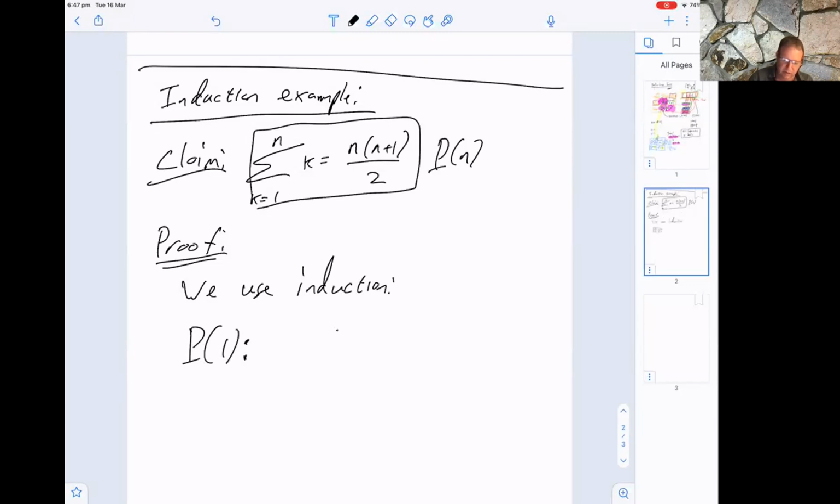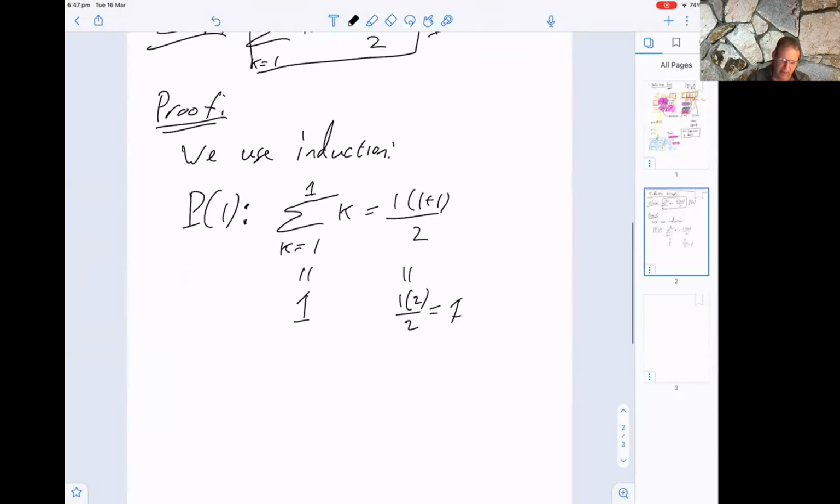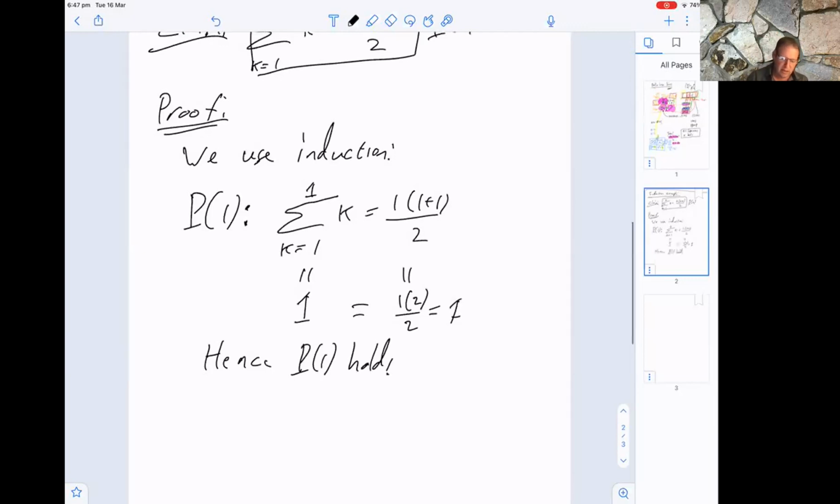What's the statement P of 1? The statement P of 1 is that the sum of k going from 1 to 1 of k should equal 1 times (1 plus 1) over 2. The left side is 1, and the right side is 1 times 2 over 2, which is also 1. Hence P of 1 holds. So we've just shown that P of 1 holds. This was the base, and now comes the step.